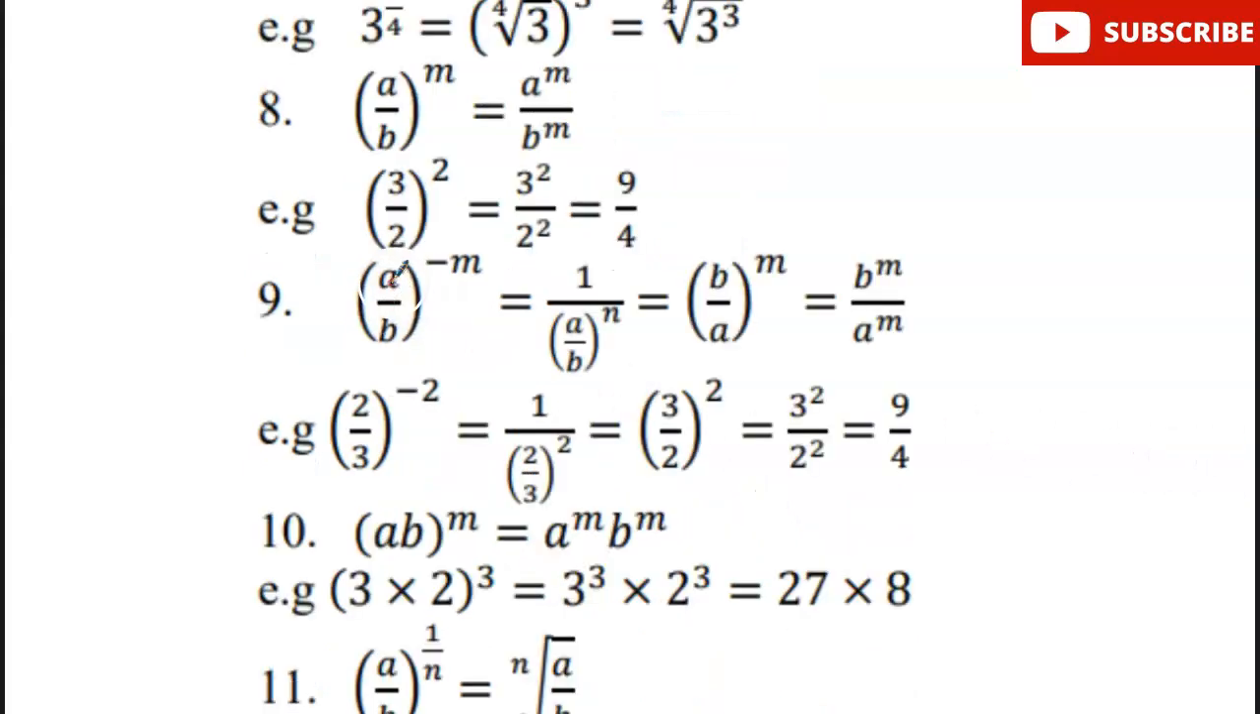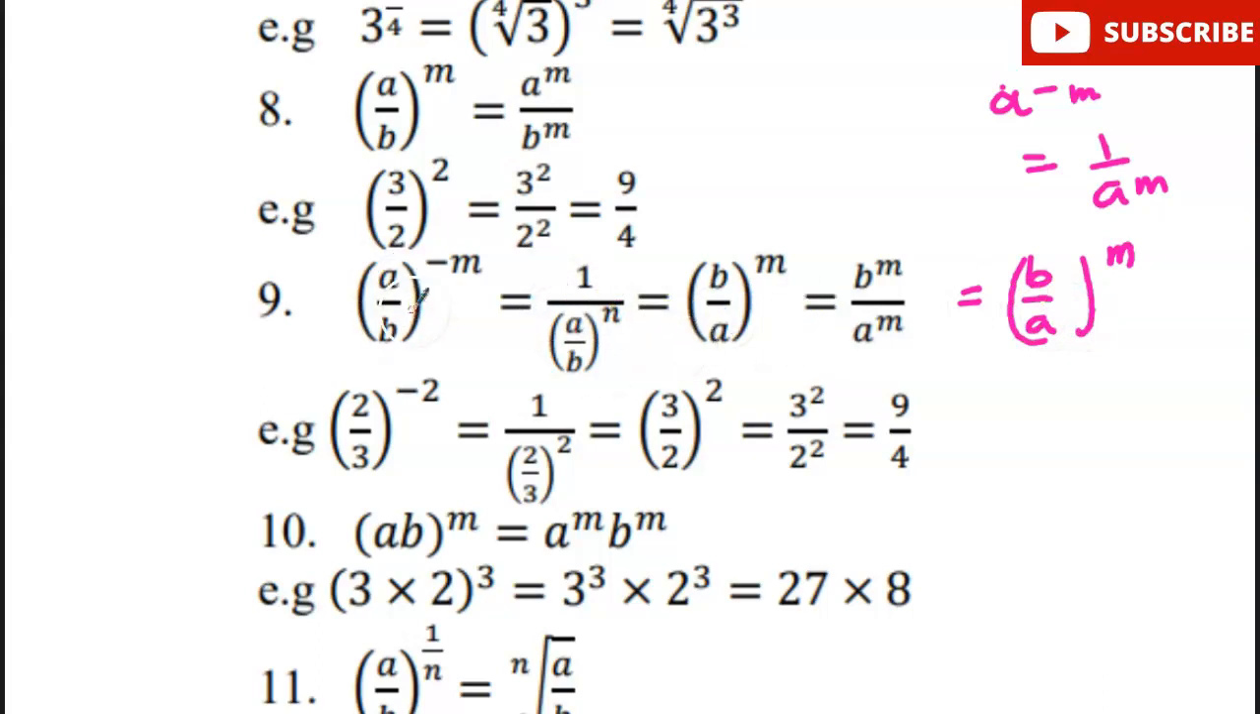Then the next one, a on b all raised to the power minus m. Now this is the same as, per one of our rules, a to the power minus m can be written as 1 over a to the power m. So we simplify and then get b over a. So this is the same as b on a all raised to the power m. So this is showing you how we arrive at this answer. So that is the process.